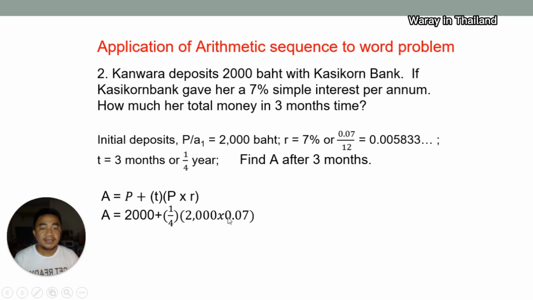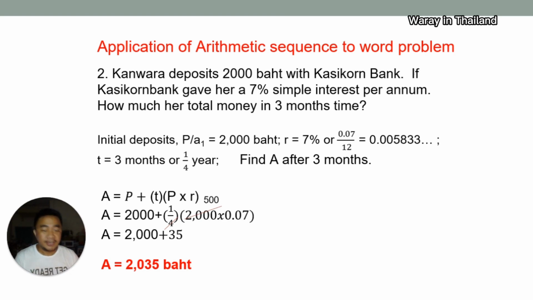So 2,000 times 0.07, and that would be how much? We can cut this, 2,000 over 4, that would be 500 times 0.07. That would be 35 plus 2,000, or that would be 2,035 baht after 3 months. So Kanwara will get 35 baht in interest after 3 months of depositing her 2,000 baht into Kasikorn Bank.